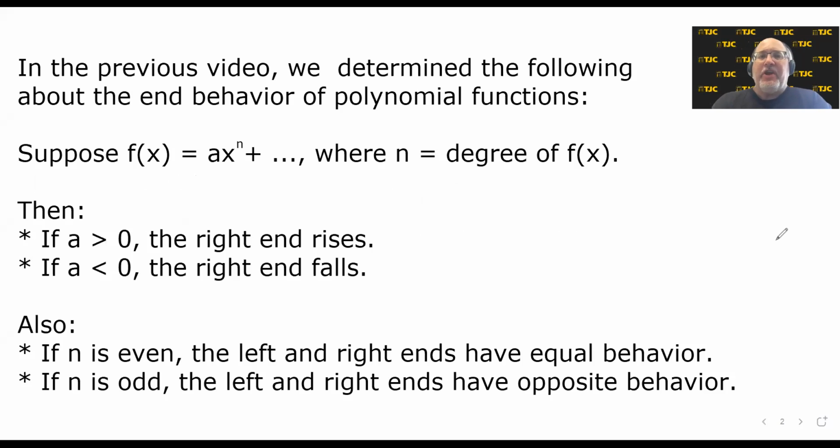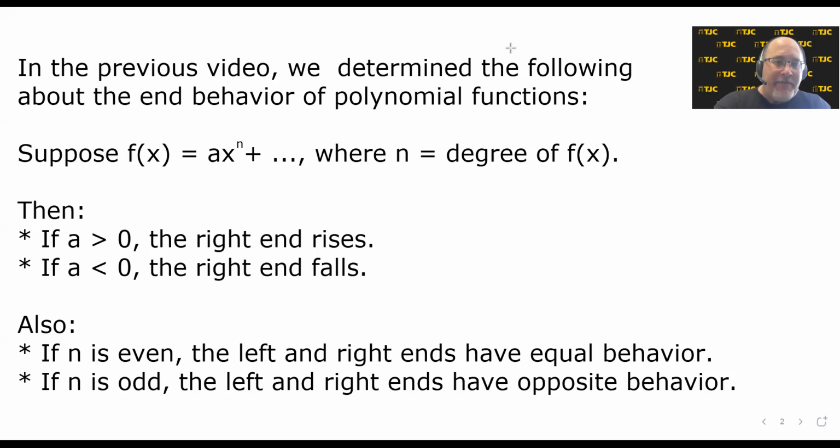In the previous video, we determined the following about the end behavior of polynomial functions. Suppose f of x equals a times x to the n plus a bunch of other stuff, where n equals the degree of f of x. Okay, let's pause and make sure we understand what we're being given here.